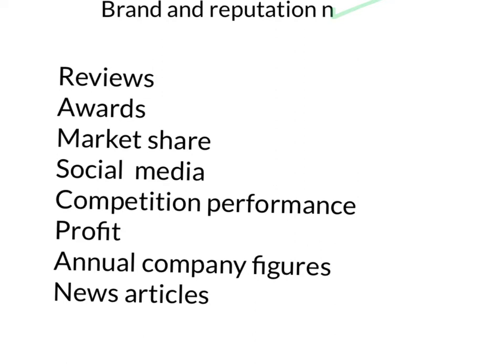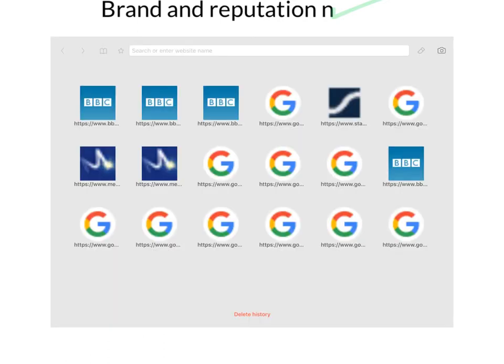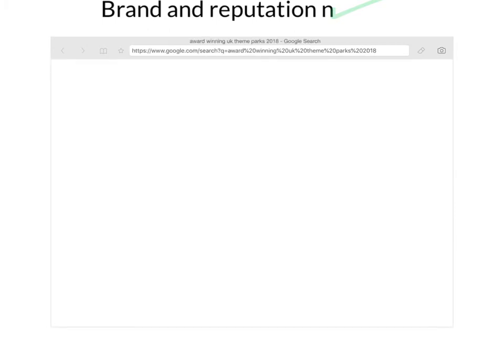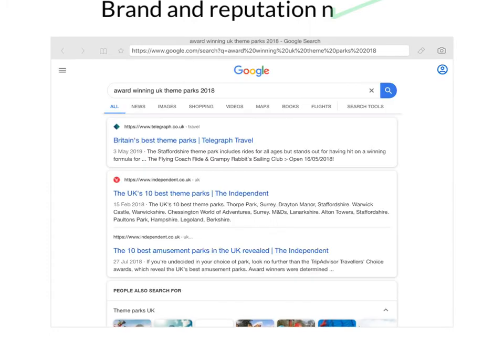So if I open up my browser and have a look for awards, I could go for top UK tourist attractions, well, let's put awards actually, award-winning theme parks, UK theme parks. Let's go 2018. I might not get anything for that, but who knows, I might get something. And you're probably going to spend a little bit of time searching, and that'll probably take up a lot of your time.